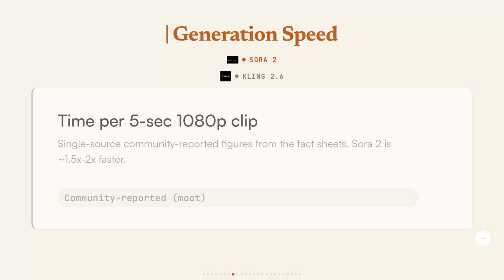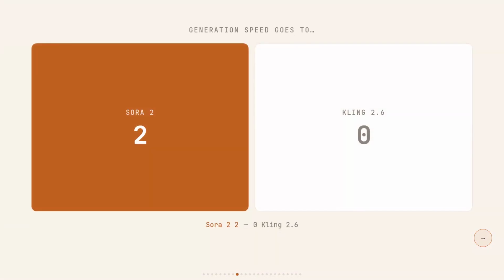So Sora 2 was roughly 1.5 to 2 times faster. And yes, these are community reported figures, not a controlled lab test, so treat them as directional. Sora 2 wins generation speed, and I didn't expect the gap to be that consistent across reports. But 1 to 2 minutes versus 2 to 3 is a real difference when you're iterating fast. That's Sora 2, 2, Kling 2.6, 0, and this is where things get genuinely strange.